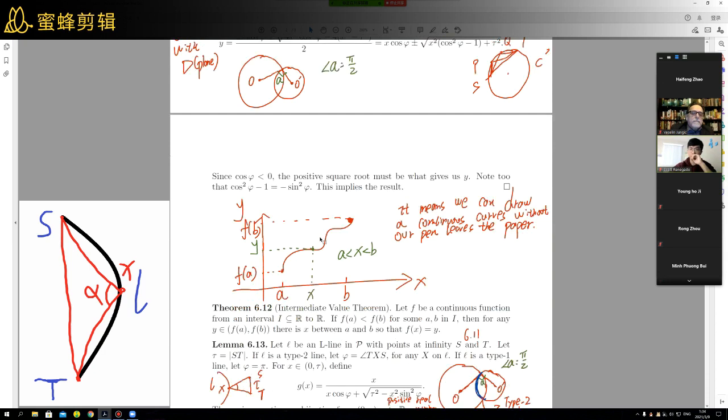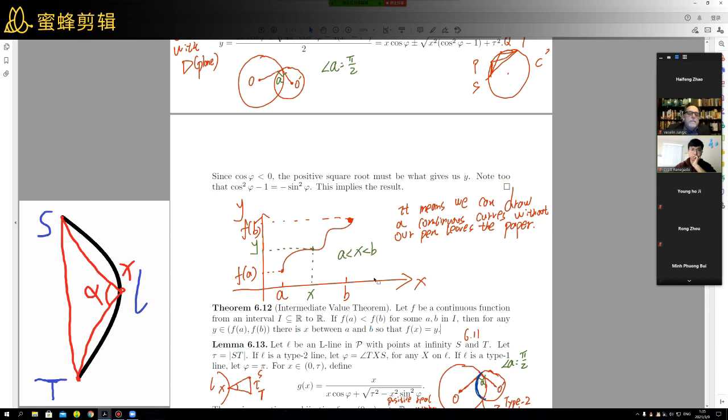Here we come to Theorem 6.5. Maybe you are familiar with this from Math 151 or Math 152. I can't remember when we learned this, because it was years ago. It says: let f be a continuous function from an interval I in R to R. If f(a) is less than f(b) for some a, b in the interval I, then for any y between f(a) and f(b), there is an x between a and b so that f(x) equals y.